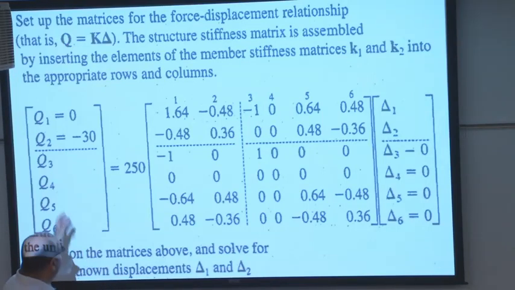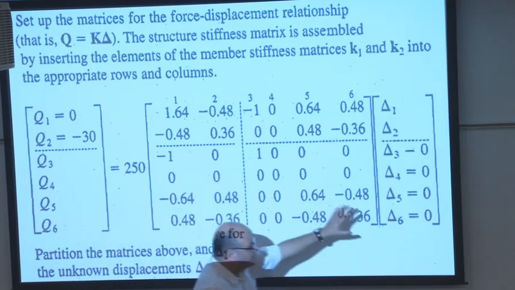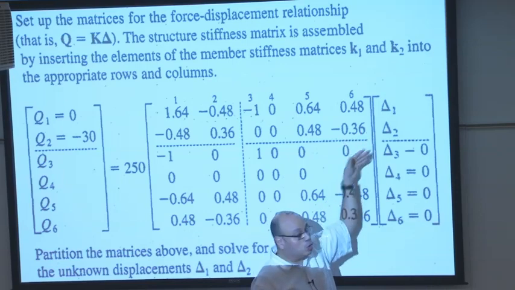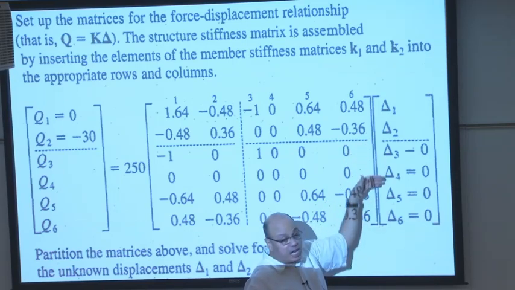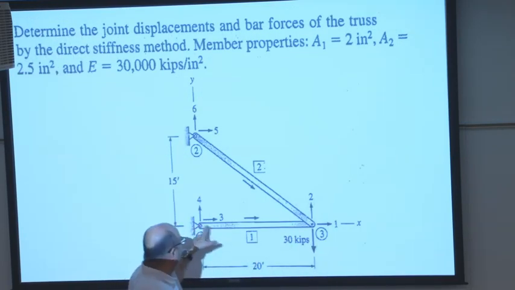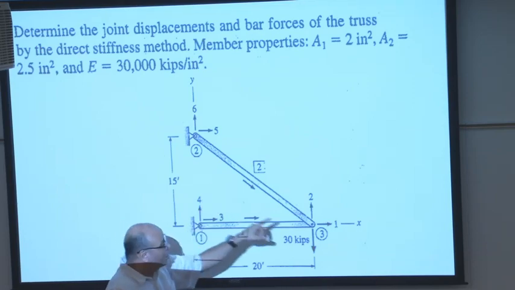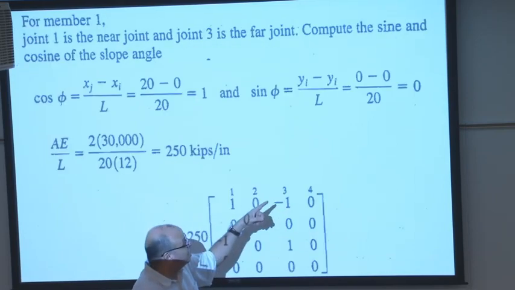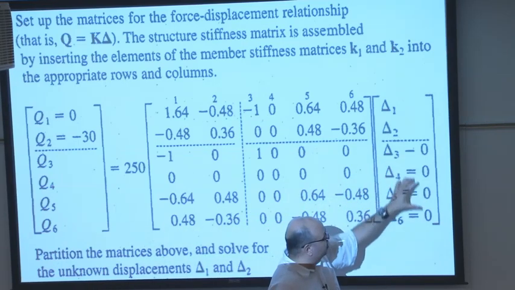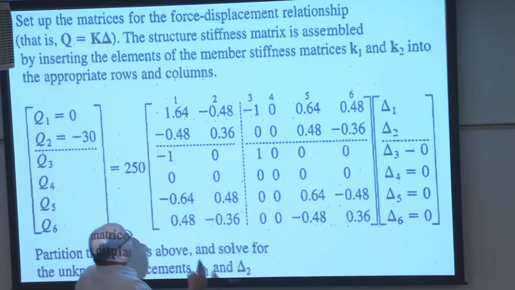And we established the equation, which is the left-hand side, Q equals K times delta. And let's pay attention to something. The deltas that we have are delta 1, 2, 3, 4, 5, 6. For 3 and 4 and 5 and 6, let's go to the structure and see where they are. 3 and 4, 5 and 6 are known to be zeros. However, 1 and 2 are unknown. So here we go. We have 3, 4, 5, 6 displacements are 0, and these 2 are unknown displacements.